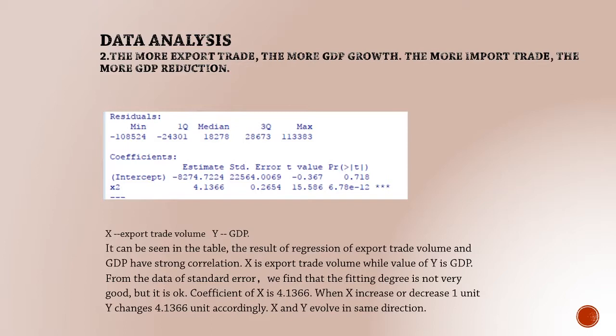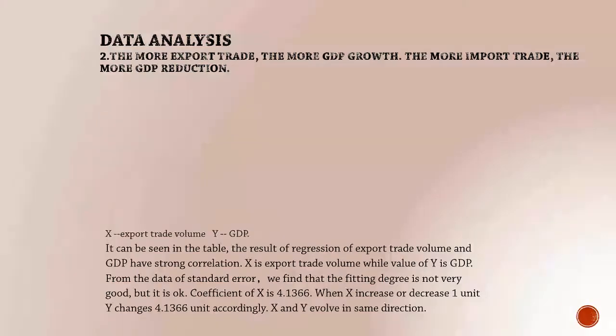that the fitting degree is not very good, but it's okay. The coefficient of x is 4.1366. When x increases or decreases 1 unit, y changes 4.1366 units accordingly. X and y evolve in the same direction.